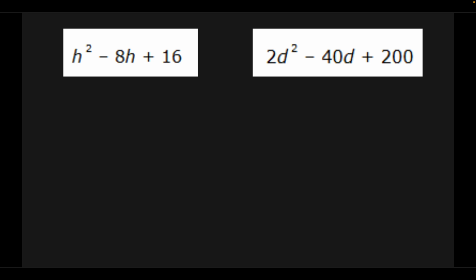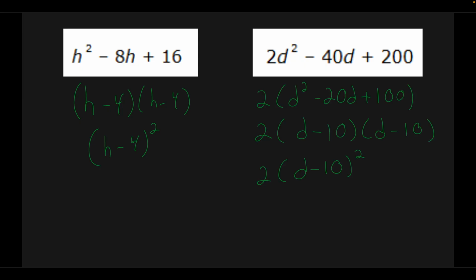Okay, now that you've had time to work these problems, let's check your solutions. For the first problem, you should have gotten h minus 4, or just h minus 4 squared. And for the second problem, remember step 2 is to always check for our greatest common factor. So you should have factored out a 2. And then you have a perfect square trinomial, which gives you 2 parentheses d minus 10 squared. Trinomial is just 3 terms, right?